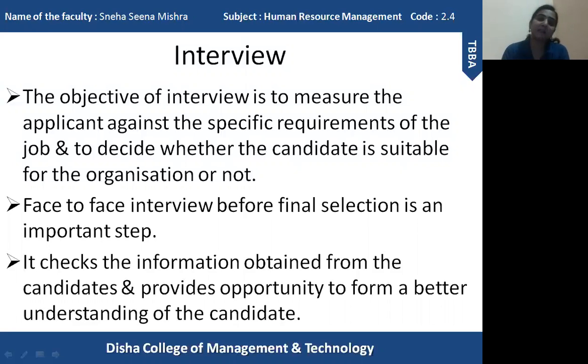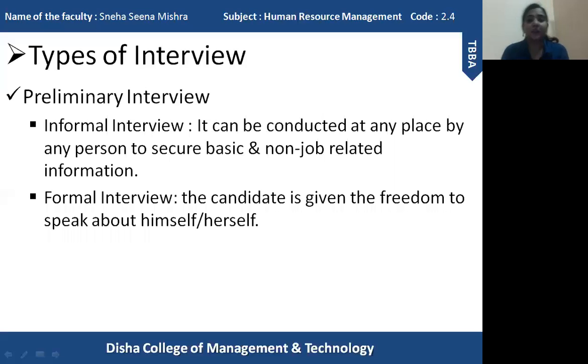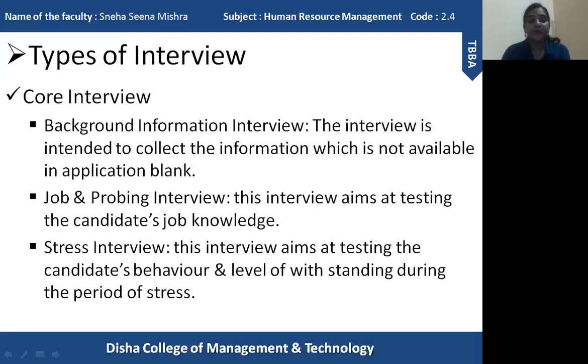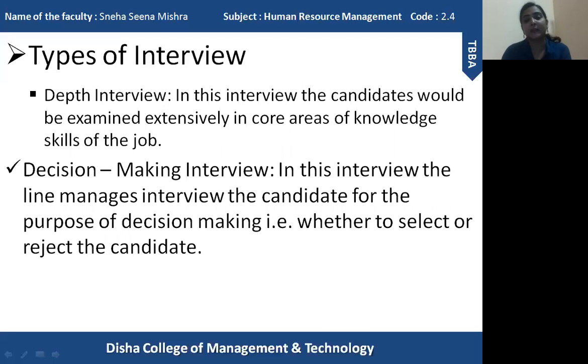So it basically depends upon the nature of the organization and the type of job for which they are searching for an efficient and prospective candidate. Okay. So here you can see there are various types of interview. It can be divided into three major categories. First one is preliminary interview, second one is core interview, and the third one is decision making interview.